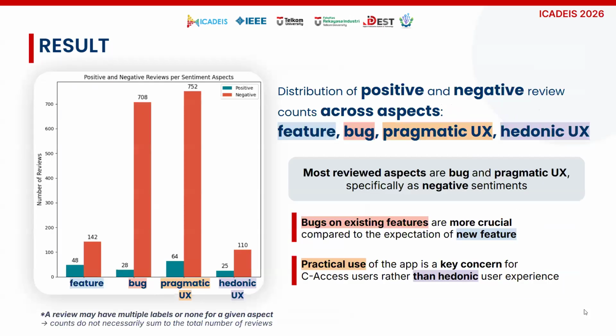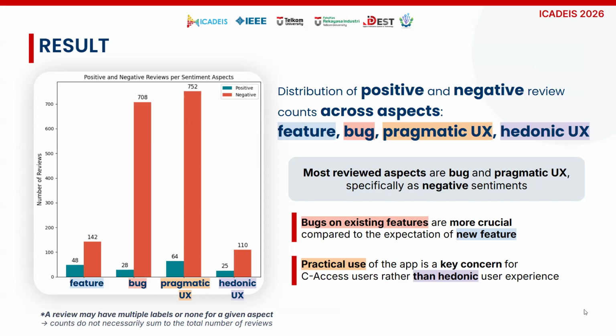Delving further, this is the distribution of positive and negative reviews across the four aspects that I mentioned earlier. And we can see that the most significant aspects are bug and pragmatic UX, especially the negative ones, marked by the red bars. So it shows that bugs in the existing features are more crucial to the users than the expectation of new features.